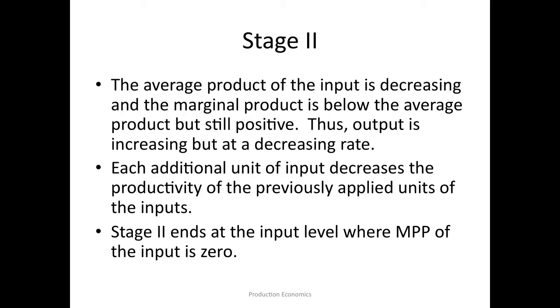Stage 2 happens when average physical product of the input is decreasing and marginal physical product is below the average physical product. But, and this is important, marginal physical product is still positive. Output is still increasing, but it's now increasing at a decreasing rate. What this means is that each additional unit of input decreases the productivity of the previously applied units of the inputs. Stage 2 ends at the input level where marginal physical product of the input is 0.